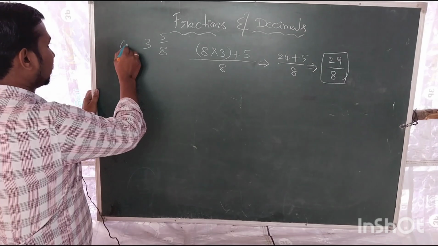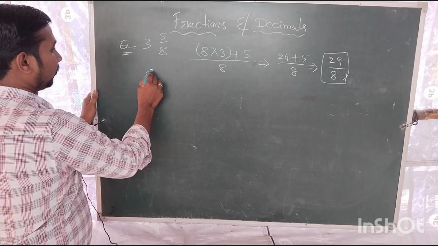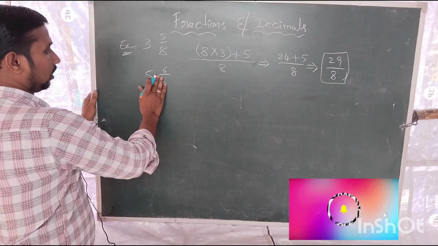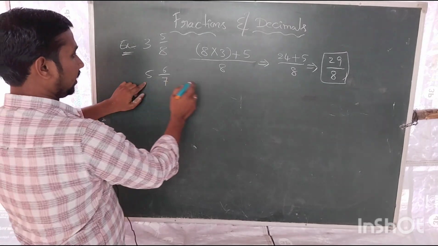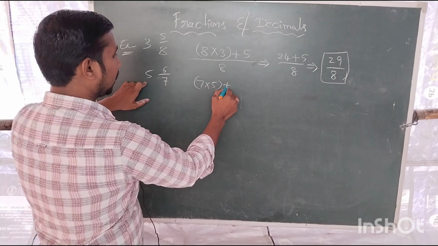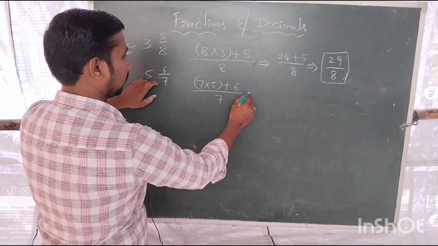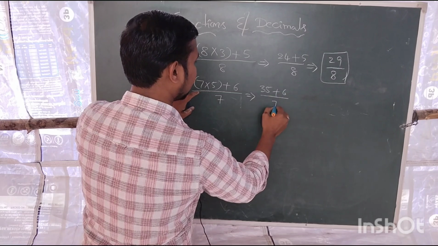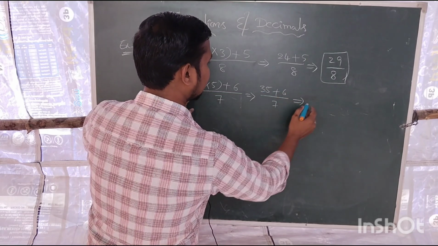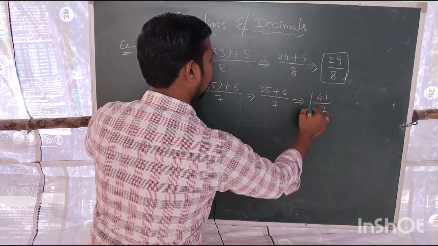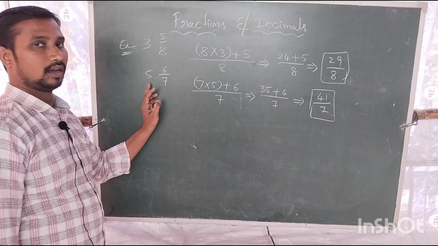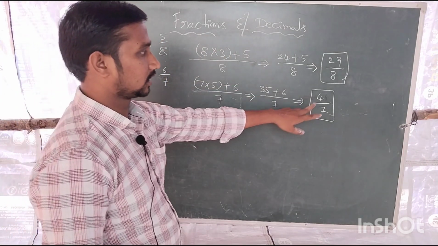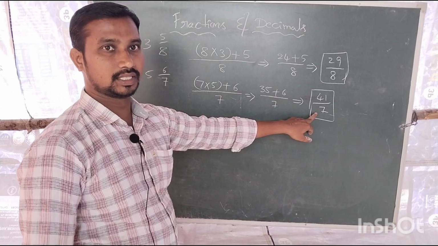Take another example: 5 6 by 7. 7 into 5 plus 6 by 7. So 7 5s are 35, plus 6 by 7, that implies 35 plus 6, 41 by 7. That is the improper fraction for the mixed fraction. The mixed fraction is 5 6 by 7. It is converted into an improper fraction, meaning we get 41 by 7.